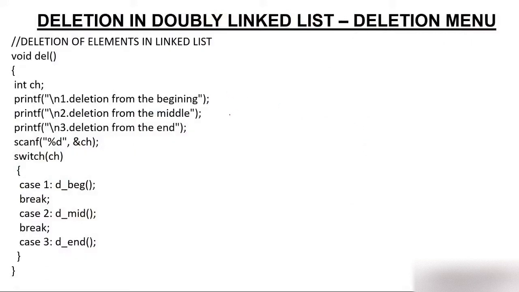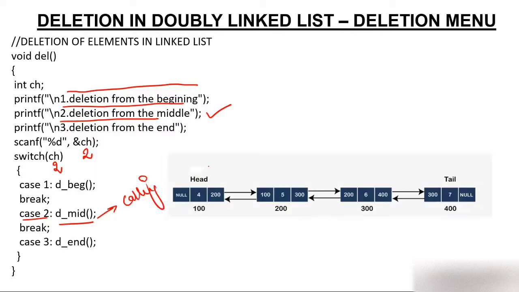Before moving to coding, you know that delete still has three menu options. If you press one you can delete from the beginning, if you press two you can delete from the middle, if you press three you can delete from the end. What do you want? My job is to delete from the middle, so I'll press 2. The moment I press 2, switch will have value 2. Then I'll jump to case 2, and in case 2 I'm calling a function del mid.